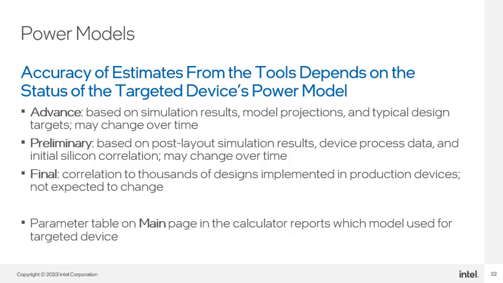Final power models will provide the most accurate results since they are tested and correlated with final silicon and actual designs. These models are not expected to change in future versions of the software. The Intel FPGA power and thermal calculator always indicates the stage of the power model for the targeted device.